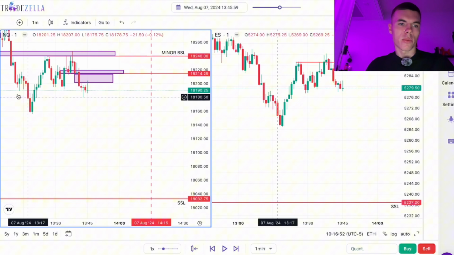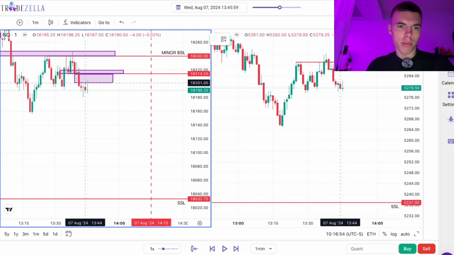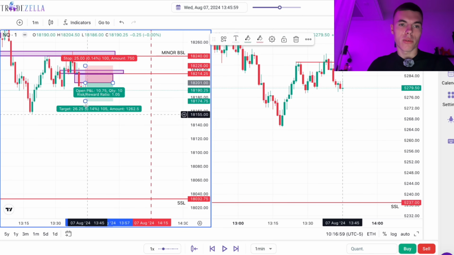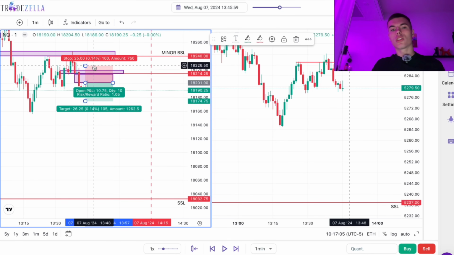Let me remove that line quickly. It makes it a little bit cleaner. But you guys can see price came up to that bearish gap. That's the first point of entry. I would simply run a 25 handle stop, which is above the bearish breaker. And I don't personally run a stop greater than 25 handles.